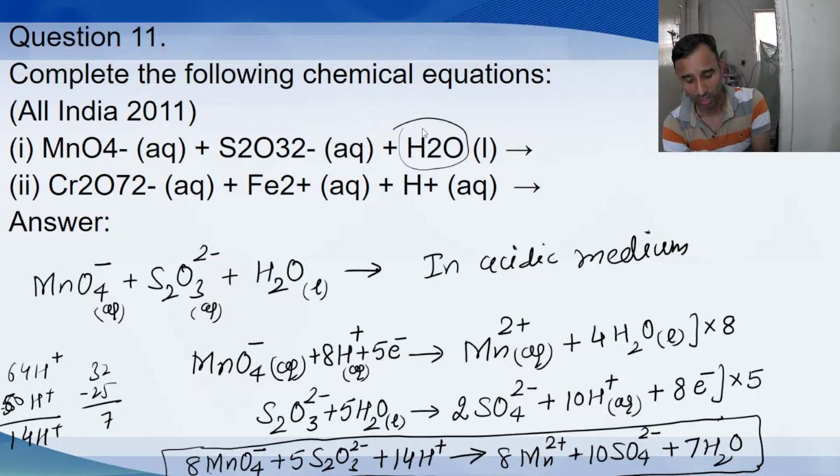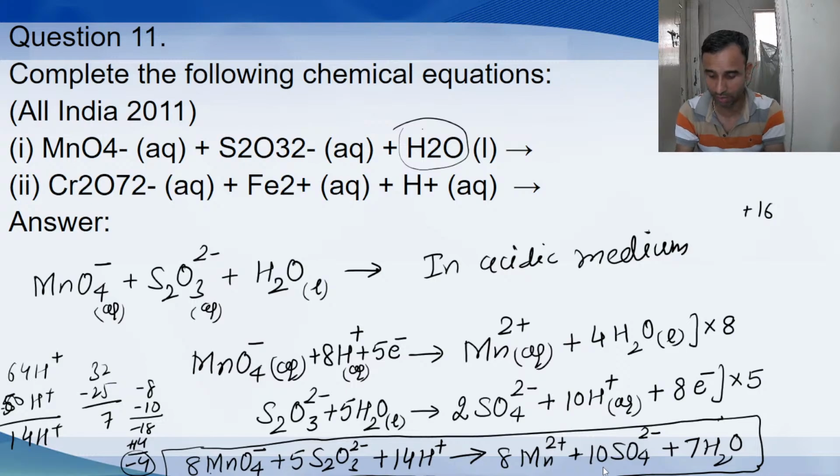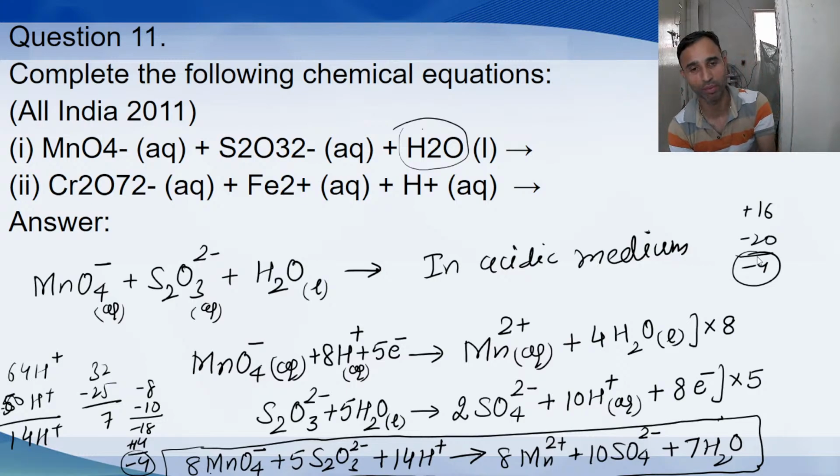But anyhow, at the end, what we see, if we balance in acidic medium, total charge on the left side should be equal to total charge on the right side. So see, minus 8, minus 10, minus 18 and plus 14 is total minus 4 charge on the left side. Come to this side, 16 positive and minus 20 means minus 4 on the right side. So that means it is balanced in the acidic medium now.